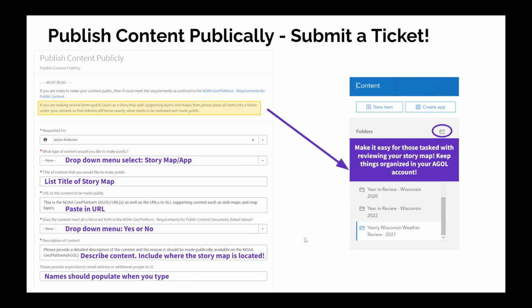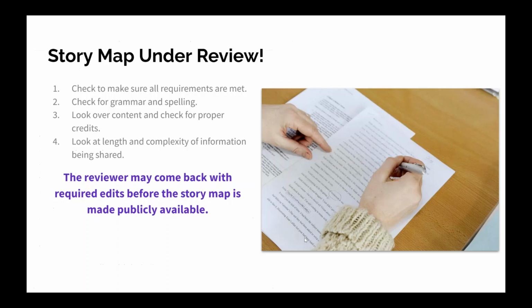So then after you fill out the ticket, it's under review. It gets assigned to somebody within the region who is tasked with reviewing these to make sure they're going to go through and make sure all the requirements are met. They're going to look at the grammar, the spelling. They're going to look over and make sure the proper credits are given. If you have pictures on there that don't have attributions, that might be a problem. So make sure you're giving the proper attributions and credits.